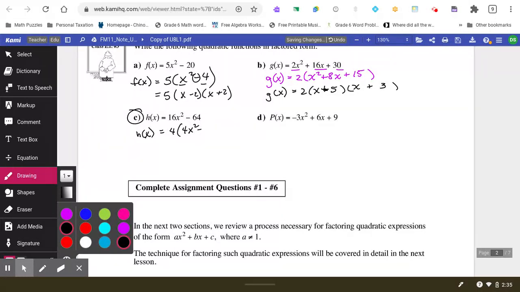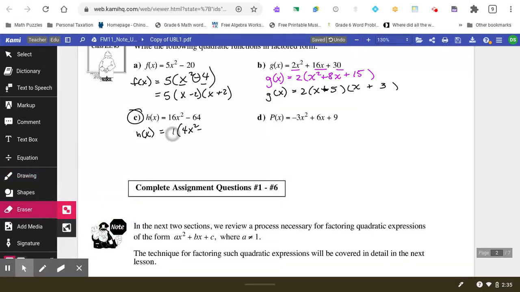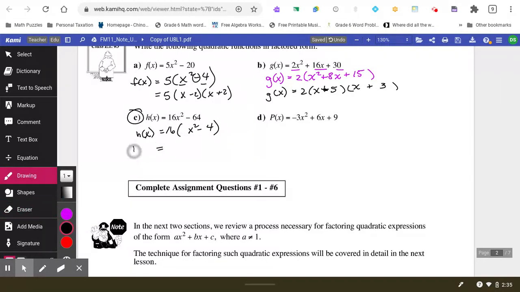Oh, sorry. I said what to do and I didn't do it. We're going to take out a 16 here. And we'll have x squared minus 4. Copy and factor. Good.